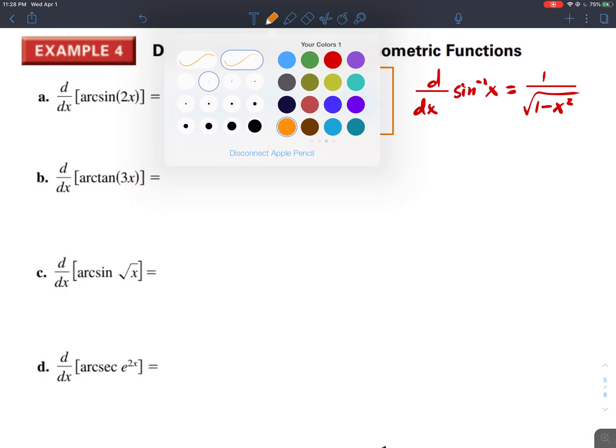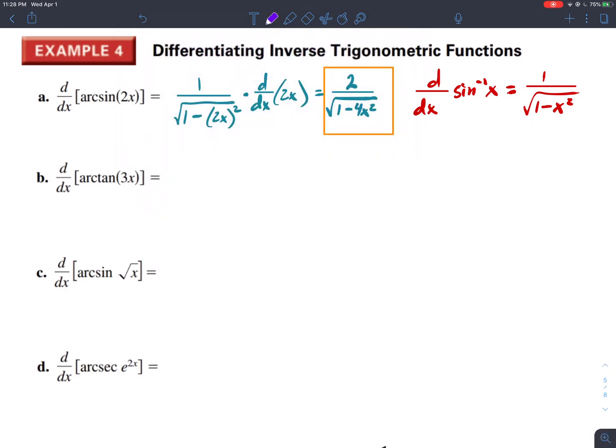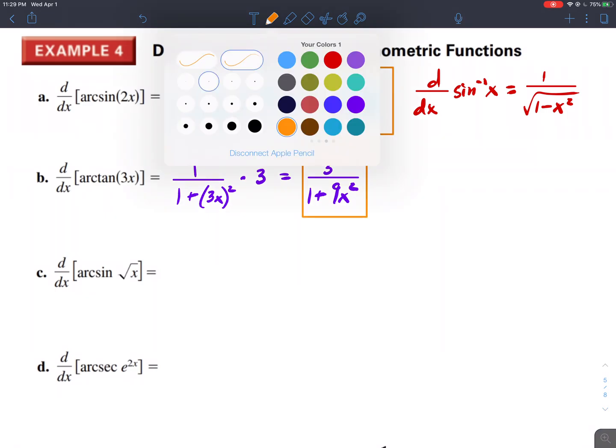The second one here says take the derivative of arctan. Well, we just did this one. It is 1 over 1 plus the input squared, and then we multiply by the derivative of the input, another factor of 3. And so our answer, if we simplify, is 3 over 1 plus 9x squared. All right, simple as that. Next one.